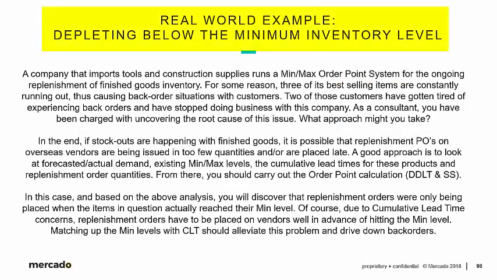Let us illustrate, once again, with a real-world example depleting below the minimum inventory level. A company that imports tools and construction supplies runs a min-max order point system for the ongoing replenishment of finished goods inventory. For some reason, 3 of its best-selling items are constantly running out, thus causing backorder situations with customers. 2 of those customers have gotten tired of experiencing back orders and have stopped doing business with this company. As a consultant, you have been charged with uncovering the root cause of this issue. What approach might you take?